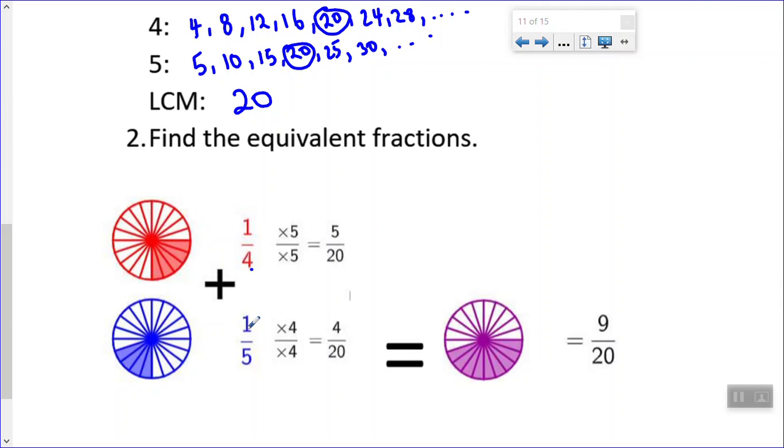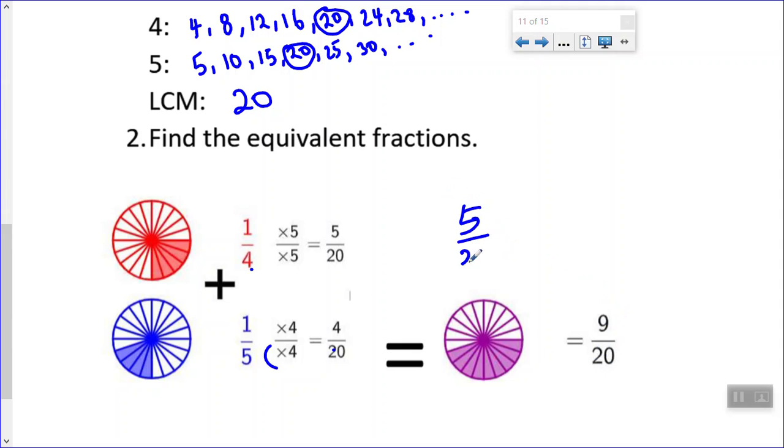In the same way, for 1/5, you have to make the denominator 20. 5 times what number makes 20? 5 times 4 is 20. When you multiply the bottom by 4, you have to multiply the numerator by 4. So 1 times 4 is 4. Again, this picture, which represents 1/5, if we divide it into 20 pieces, you have 4 pieces out of 20. So if you combine them, you will have 9 pieces out of 20.